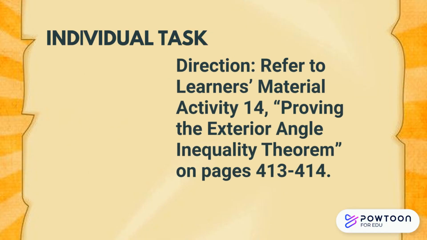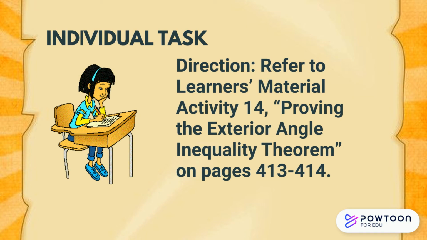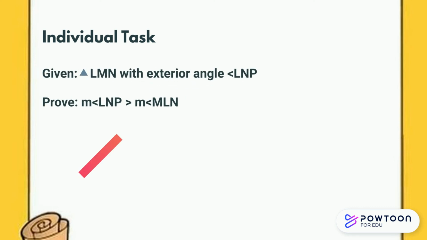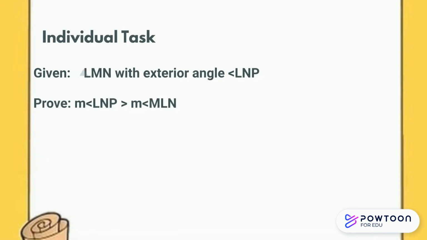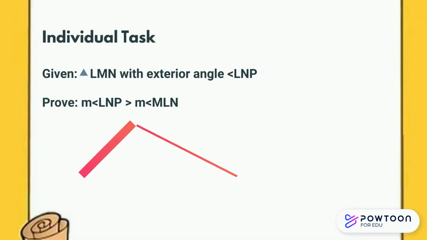For your individual task, direction, you are going to refer to the learner's material activity number 14, entitled Proving the Exterior Angle Inequality Theorem on pages 413. In your individual task, the given is triangle LMN with exterior angle LNP. You are going to prove that the measure of angle LNP is greater than the measure of angle MLN. The illustration is given below.